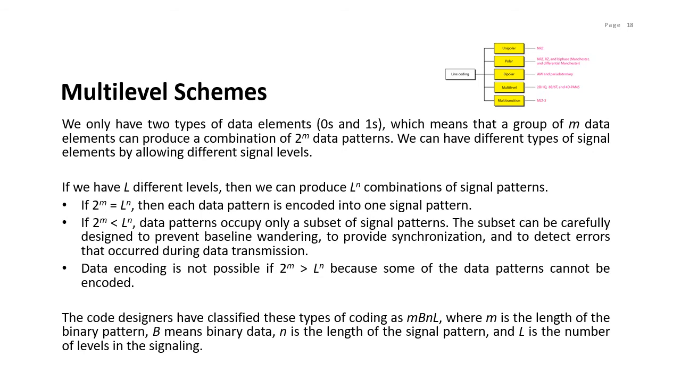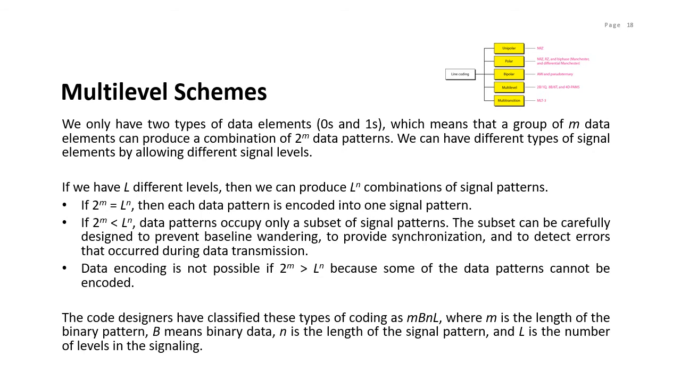So the code designers have classified these types of coding as mBnL, where m is the length of the binary pattern, B means binary data, n is the length of the signal pattern, and L is the number of levels in the signaling. A letter is often used in place of L, or the level. For example, we have B for binary, for L equals 2, or T for ternary, for L equals 3, and Q for quaternary, for L equals 4.